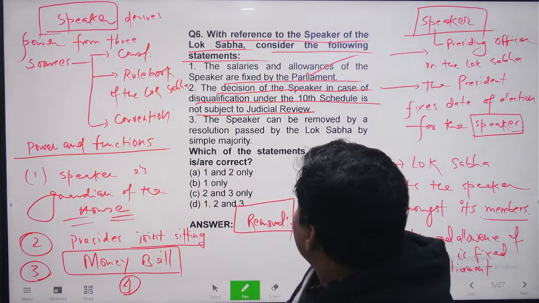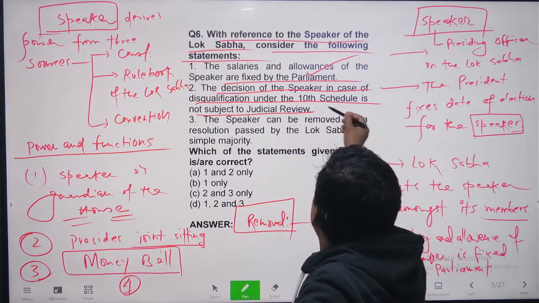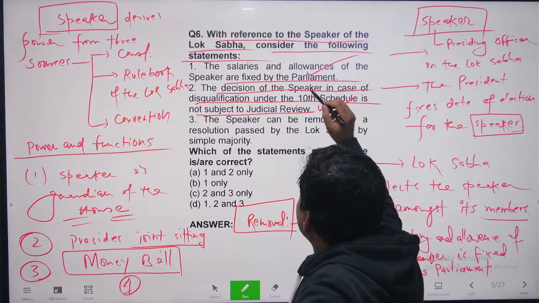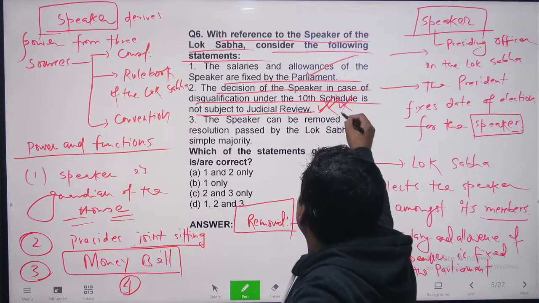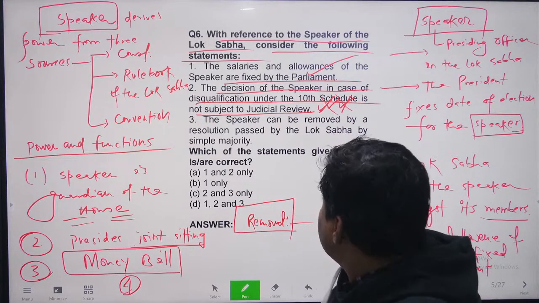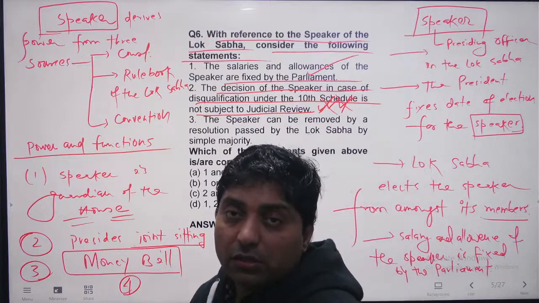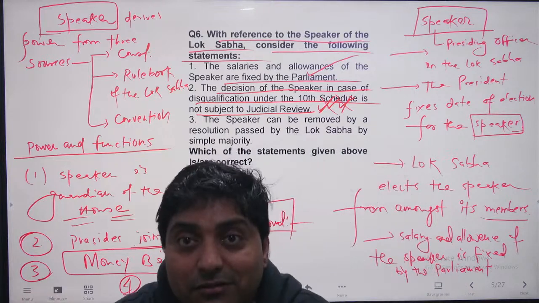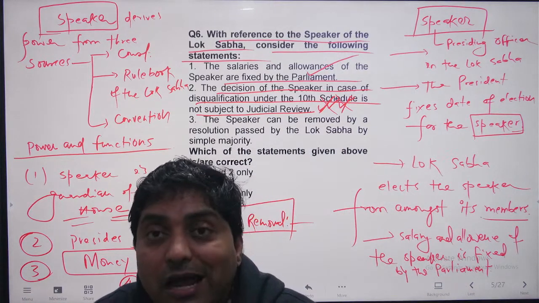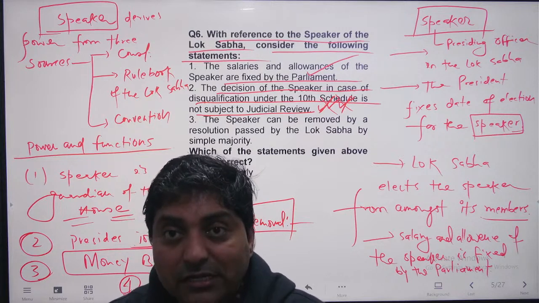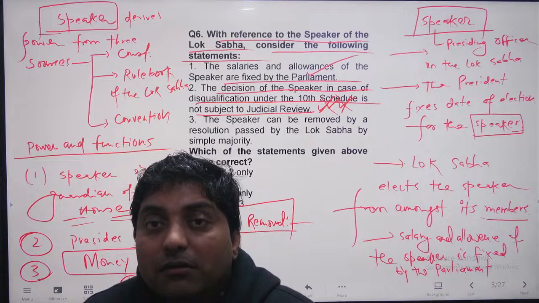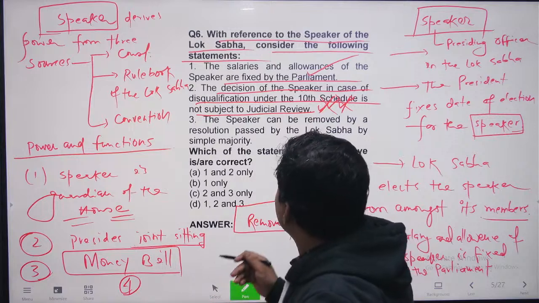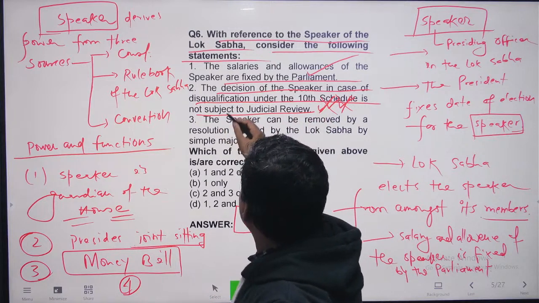Now, look at the decision of the Speaker in the case of disqualification under the 10th Schedule. It is subject to judicial review now, right? So this statement is wrong. According to the Constitution, yes, it is not. But if you look at the Supreme Court, polity is not only something in the Indian Constitution. Polity is also what the court had given in judgment, right? Polity is actually a process, a combination of processes.